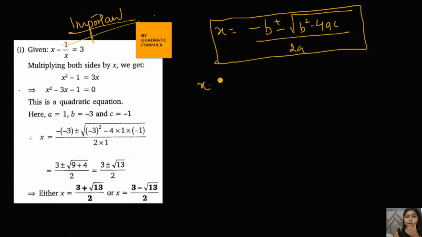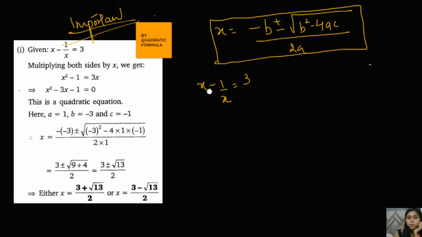So here the equation is x minus 1 by x equals 3. Now what you have to do is first make a quadratic equation to use the quadratic formula. So we'll just take the LCM. x square minus 1 equals 3x, and we'll be getting x square minus 3x minus 1 equals 0 as the equation, right?